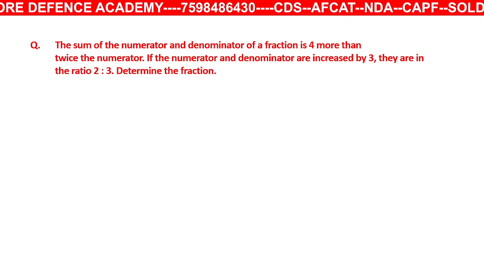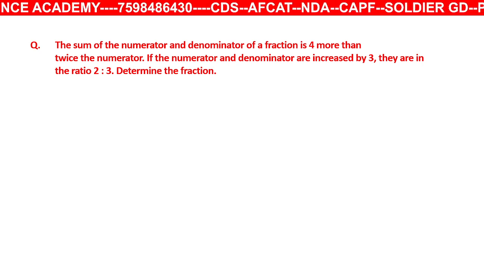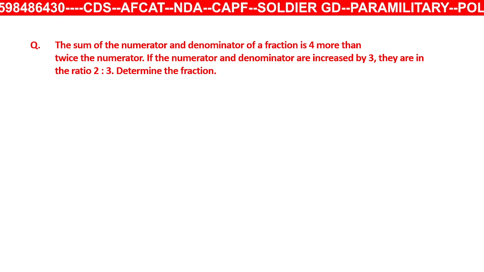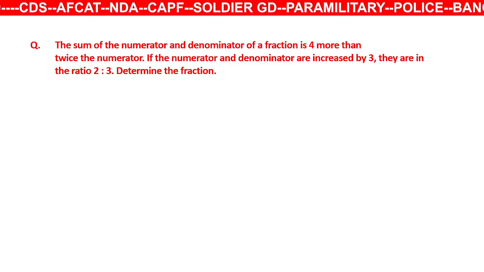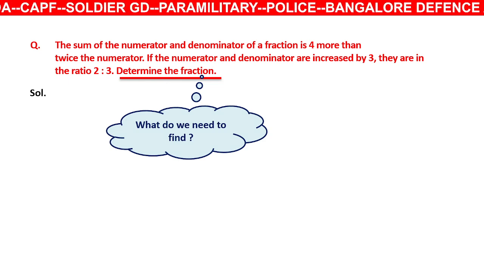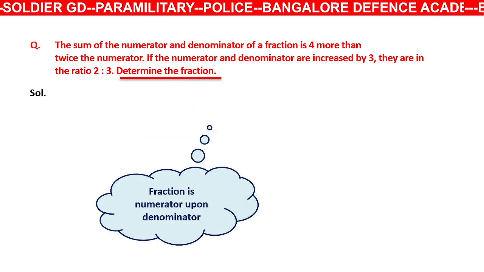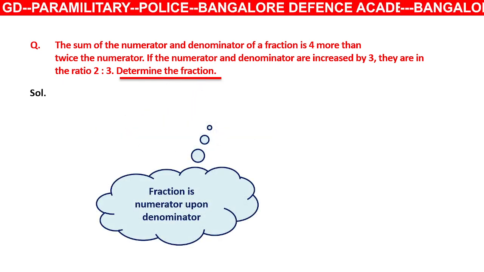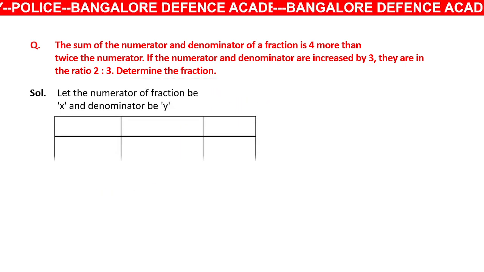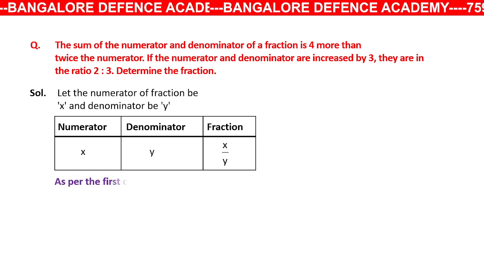The sum of the numerator and denominator of a fraction is 4 more than twice the numerator. If the numerator and denominator are increased by 3, they are in the ratio 2:3. Determine the fraction. So what do we find here? We have to find the fraction. Now in fraction we have numerator and denominator, so that is x by y. So what I am going to do? Let the numerator be x and denominator be y. The fraction will become x by y.